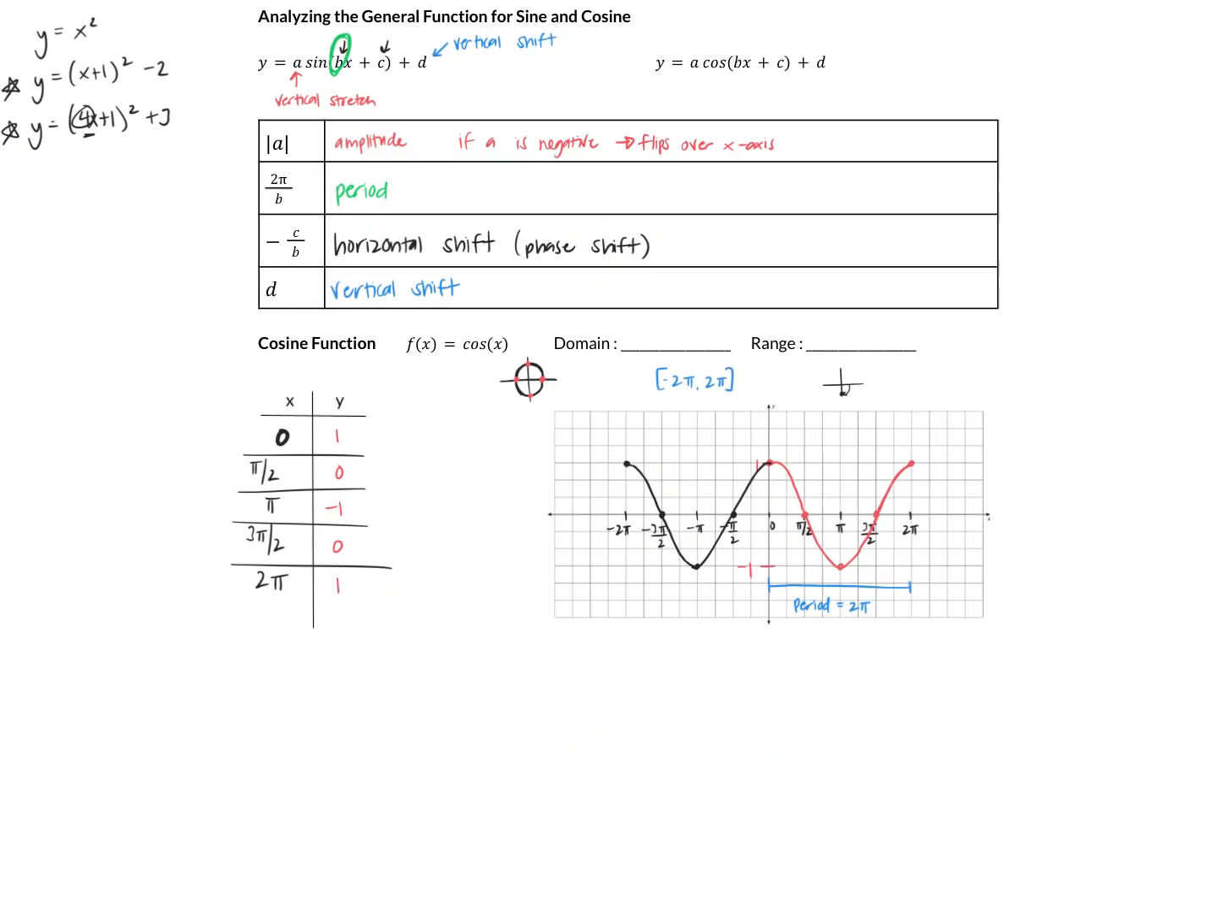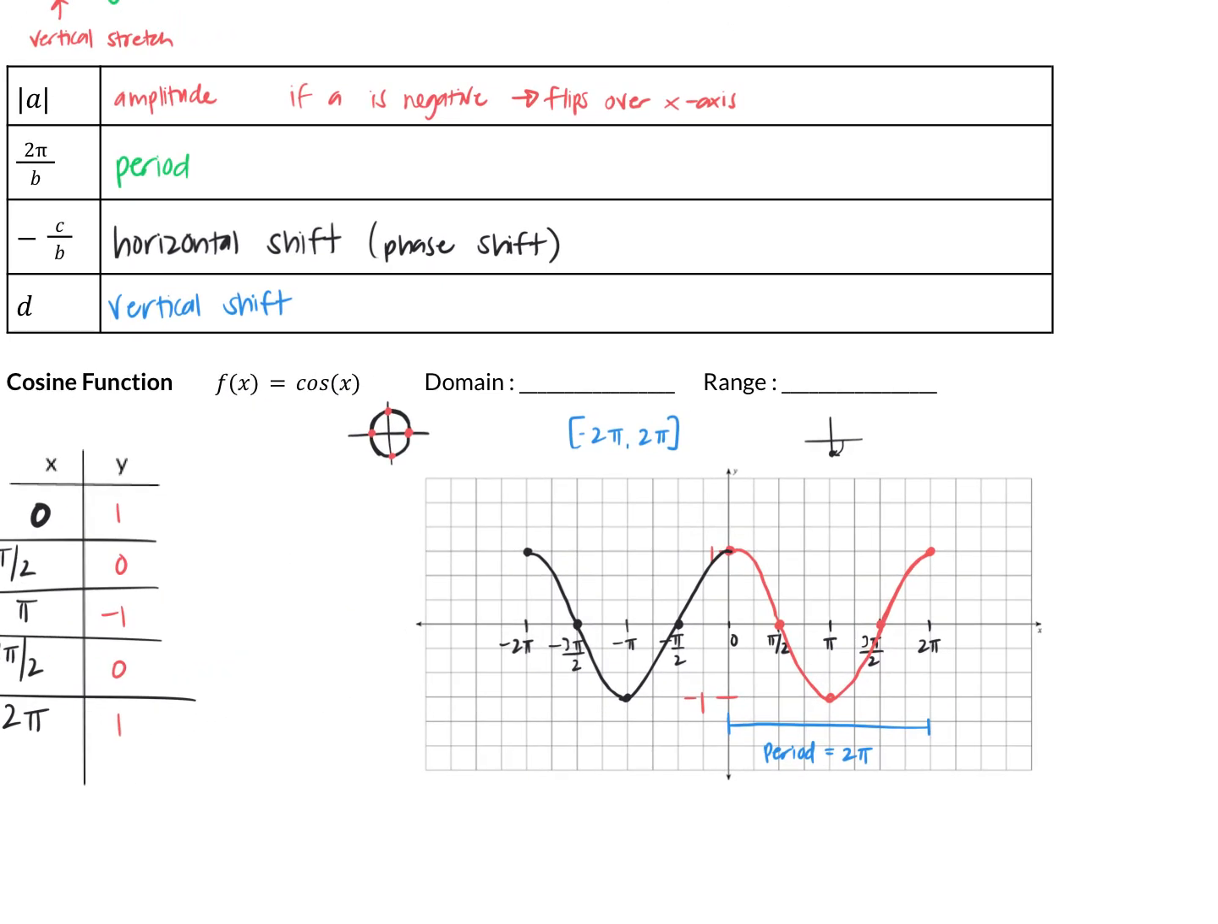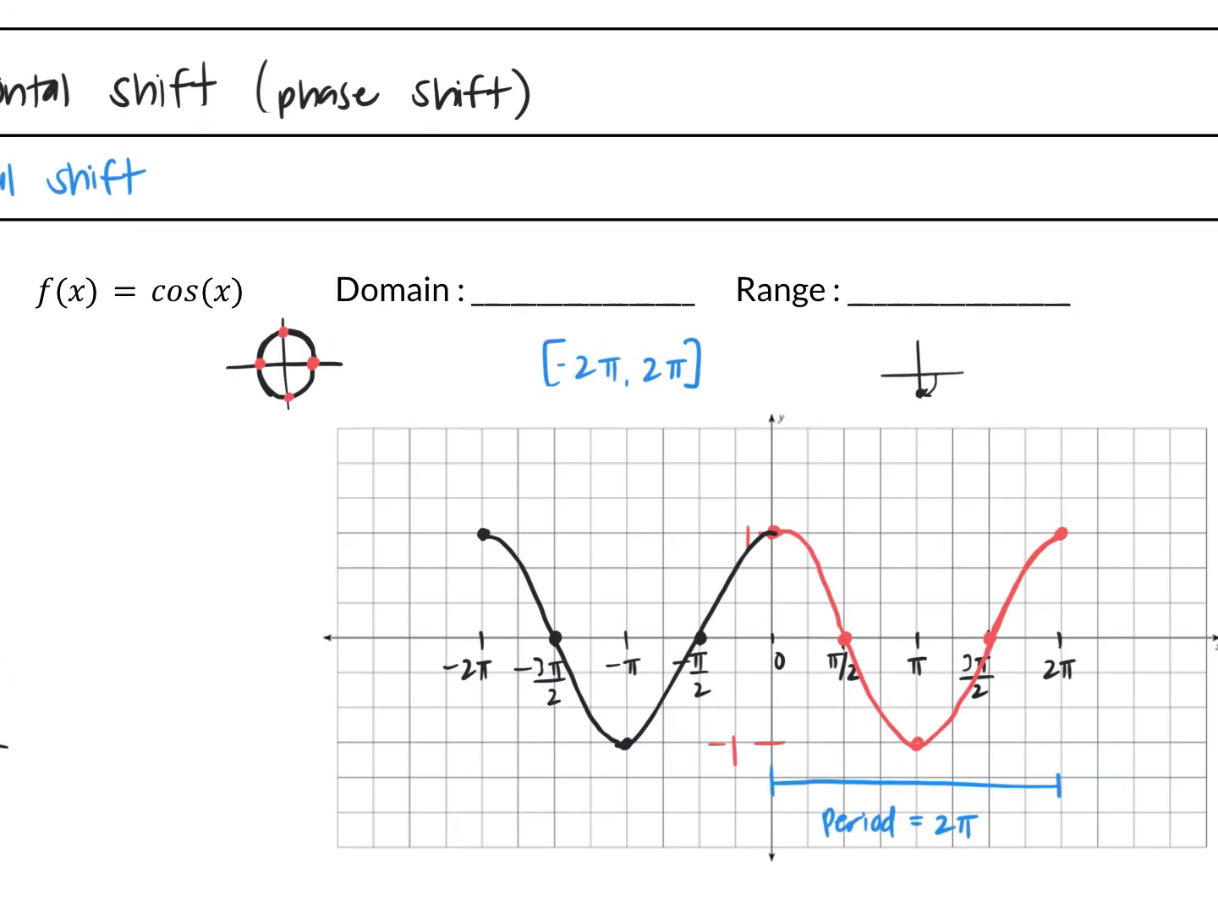All right, now we're going to do some transformations with my cosine. Oh, I forgot the range first, though. Range and domain. Domain, same thing. It's going to keep going forever and ever and ever in both ways, right? So my domain is going to be negative infinity to infinity. And then what is my range of my parent function cosine of x?